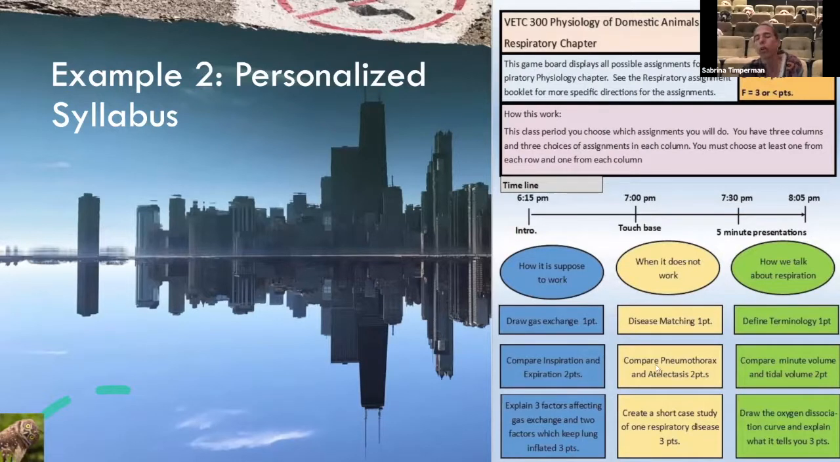Most of the students want to get as high a grade as possible, so they do as many of them as they can in the allotted time frame. But again, it allows the student to feel more empowered and have a little bit more control over what they're learning, as well as cover the material. And they can earn as many points as they want, depending on how many they do.